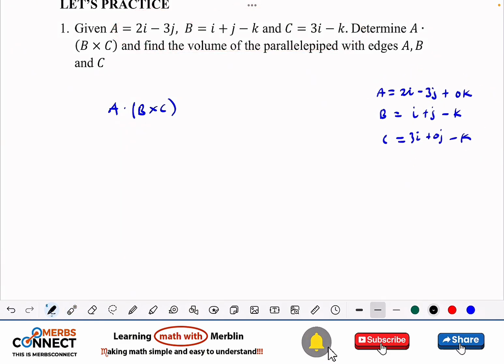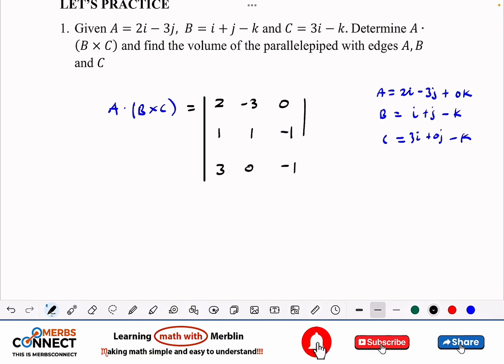So this is equal to the absolute sign. Then the first row is my A, because this is the scalar triple product. The second row should be B, and the last row should be C. So you write them without the direction. So this is going to be 2, minus 3, 0; 1, 1, minus 1; 3, 0, and minus 1. Good. So this is what you are going to get.